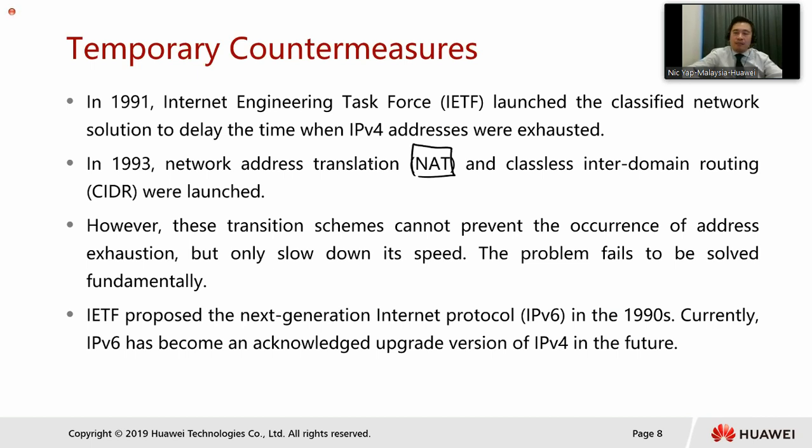So with NAT, a group of users can share the same public address. But when multiple groups come in, you will still run out of IPv4 addresses, because it's not sufficient to assign to every single group anymore. So this problem still cannot be solved; NAT just slows down the speed of the exhaustion of IPv4. But one day, it will still be exhausted. That's why the IETF proposed a next generation internet protocol, IPv6, in the 1990s.